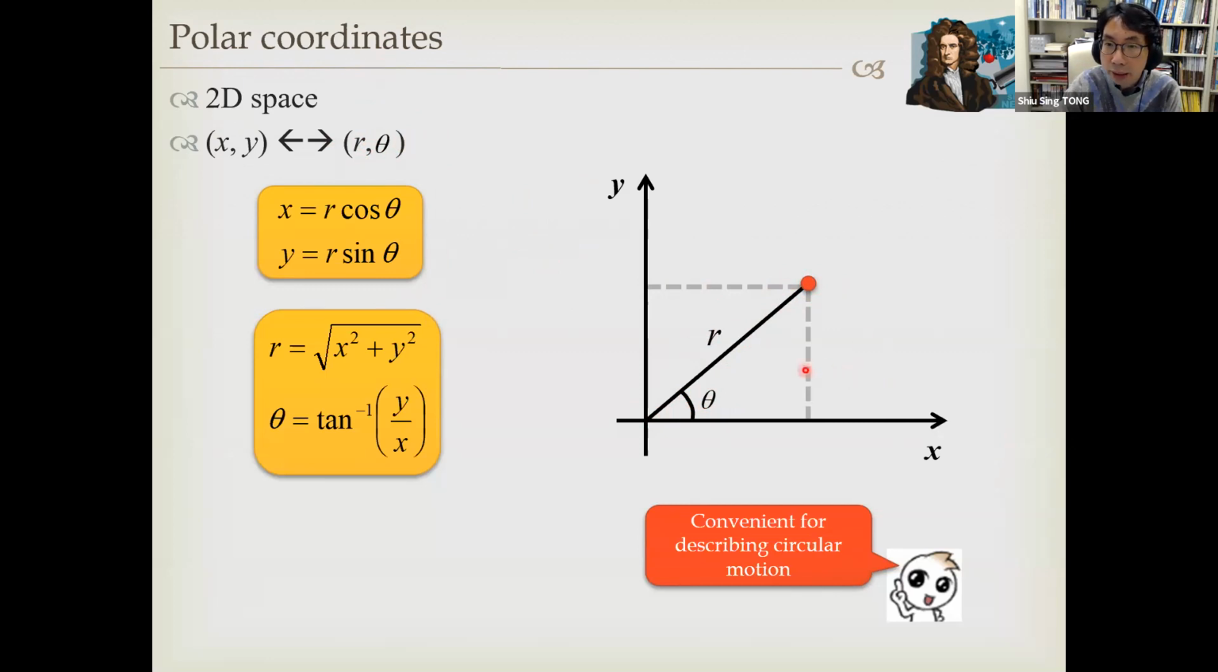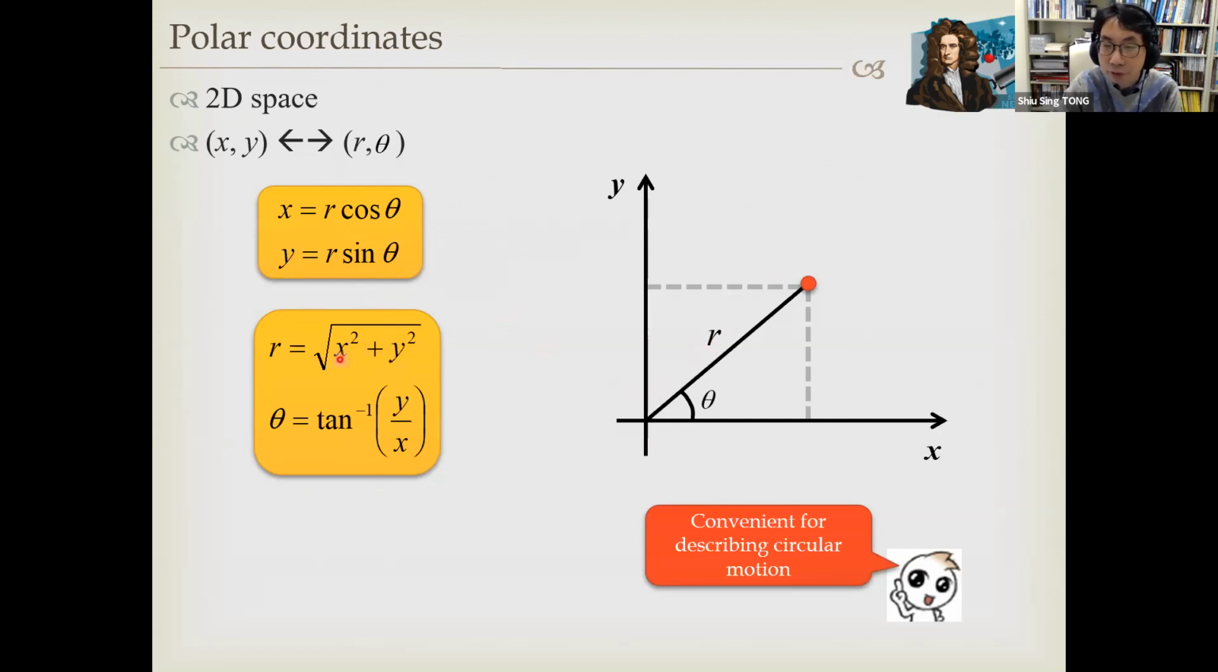And you can easily see that, just like the resolution of components, the x and y coordinates are related to r and theta by x equals r cosine theta and y equals r sine theta. And conversely, if you are given x and y, you can easily convert to polar coordinates. It is just like finding the magnitude and direction of a vector from its components. In fact, x and y are just components of the vector r, right?